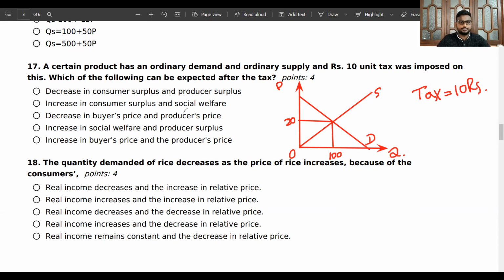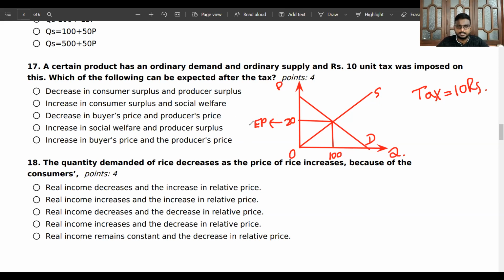Right? So first of all, you obviously might know this. When tax is imposed, what would happen to consumer surplus? It would drop. What would happen to producer surplus? Again, it would drop. The reason is, before tax, this is the case. Now, this 20 is the equilibrium price. Why is that the equilibrium price?